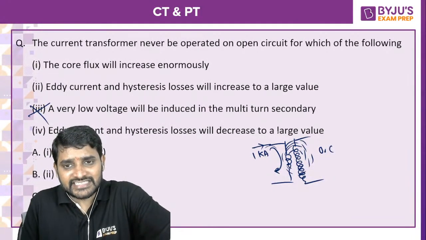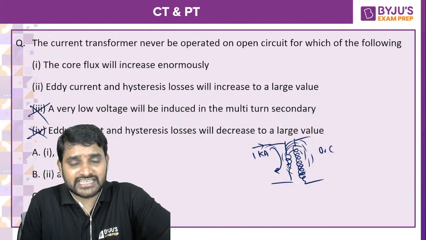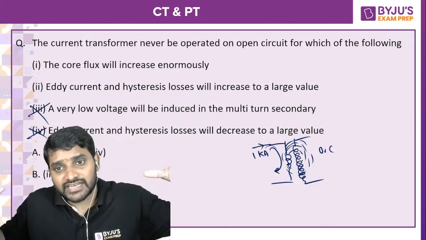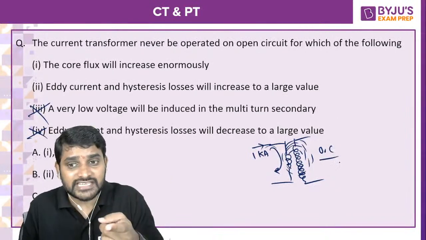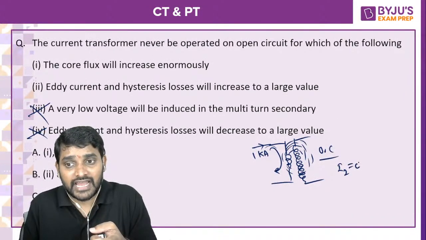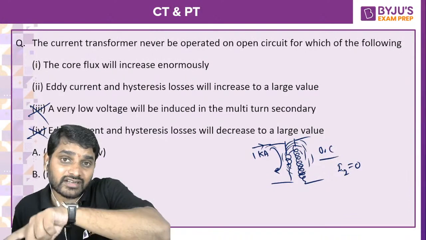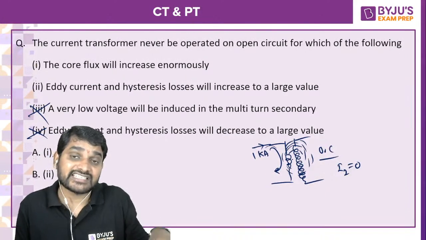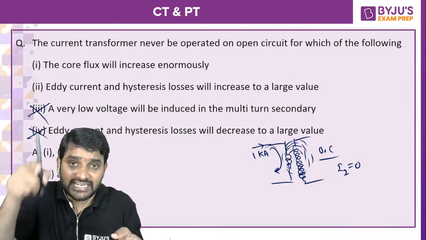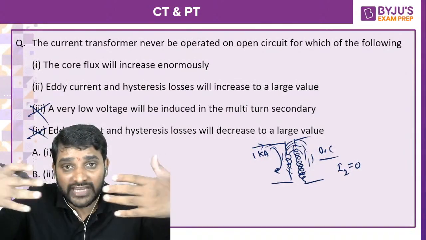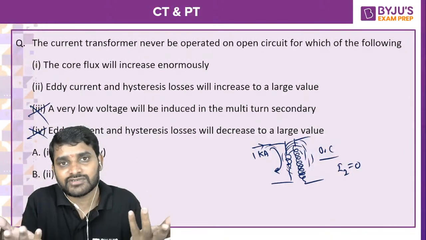Eddy current and hysteresis loss will not decrease, it will actually increase. Why? Because of huge flux. When you open this one, secondary side current is 0. As secondary side current is 0, the opposite component of flux is 0. So secondary current is 0, so secondary flux is 0. As secondary flux is 0, secondary flux phi 2 cannot oppose phi 1 because phi 2 is 0.